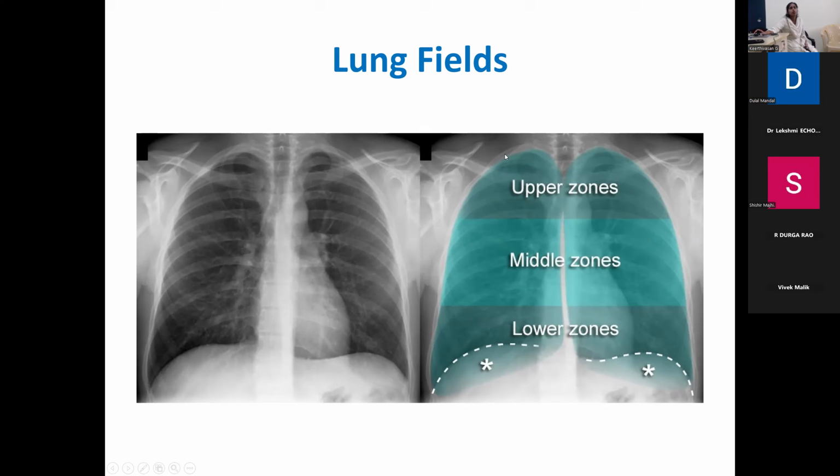For the upper zone, you can take the first two anterior ribs. Then the second to fourth rib you can take as the middle zone, and anything below that you can take as the lower zone. Any opacity or infiltrate that you get, you have to interpret in terms of upper zone, middle zone, and lower zones, bilateral, both the sides.